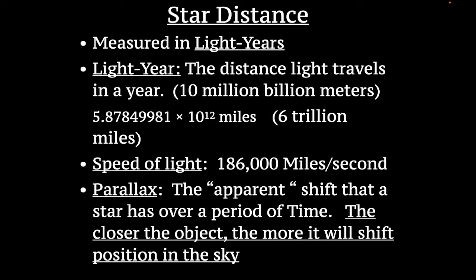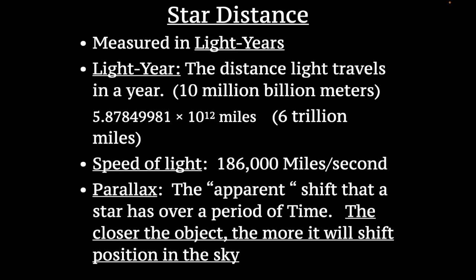Now the focus on how far stars are away from us is focused on light years. So basically the distance away from the Earth, we're going to measure that in light years. This is going to be the distance light will travel in a year. So we have very large numbers, how long it's going to take, 10 million billion meters or 6 trillion miles. The speed of light is 186,000 miles per second.